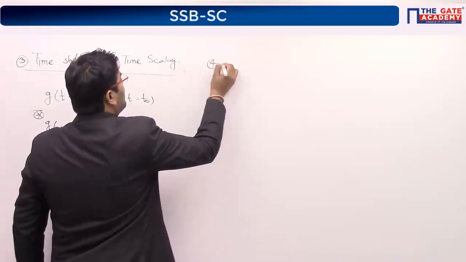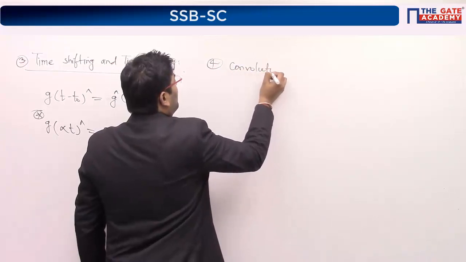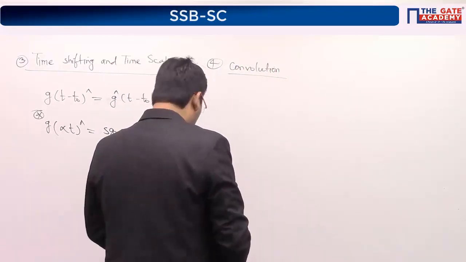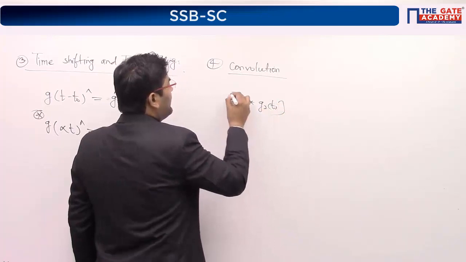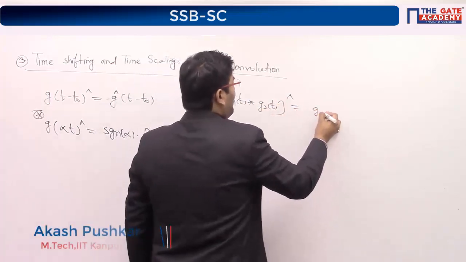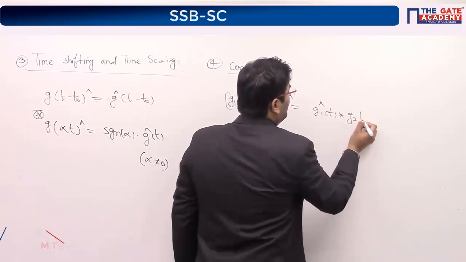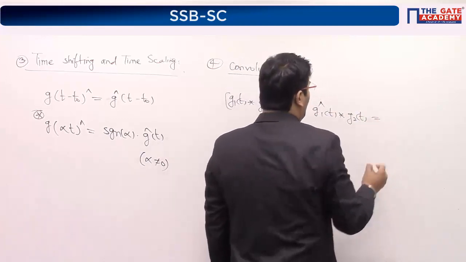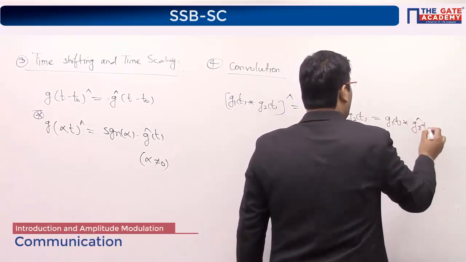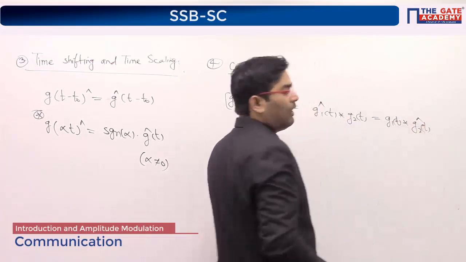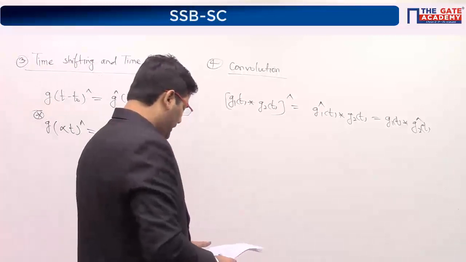Next property, guys, convolution. Suppose you want to convolve two signals, g1(t) convolution with g2(t), and you want to take the Hilbert transform. So what will happen? It will be g1 hat(t) convolution g2(t), only one will be getting Hilbert transformed, or g1(t) convolution g2 hat(t). Without formula, you have to write it, you have to keep it correct, and then you can remember it. Okay, please take care of that.